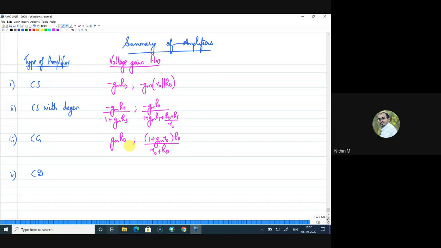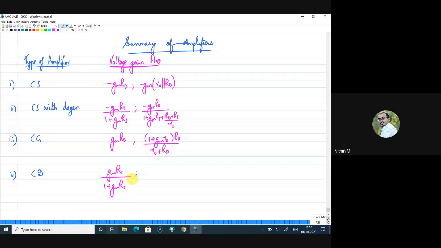Right. So here also you can take R0 common outside. If you take R0 and cancel it, you end up with GMRD itself. And finally, for the CD amplifier, it is GMRS divided by 1 plus GMRS, that is without lambda. With the lambda, we did not do.